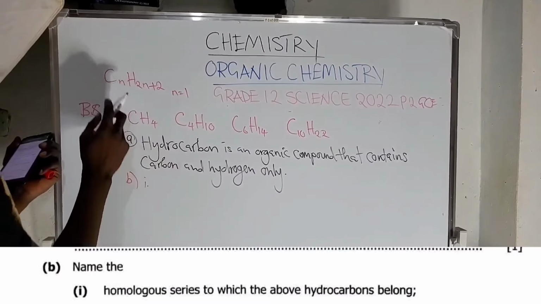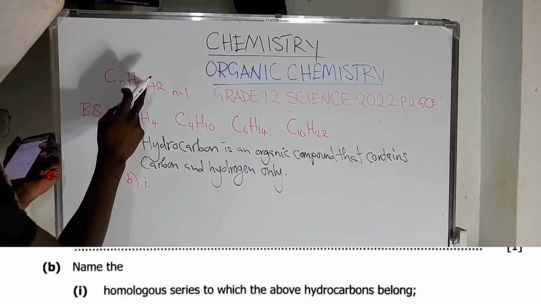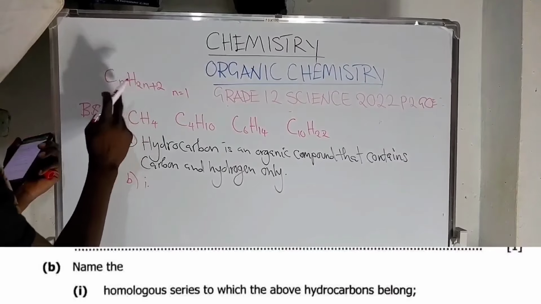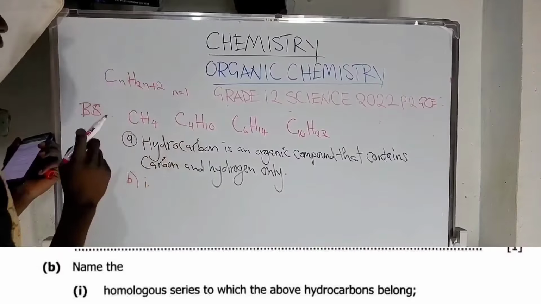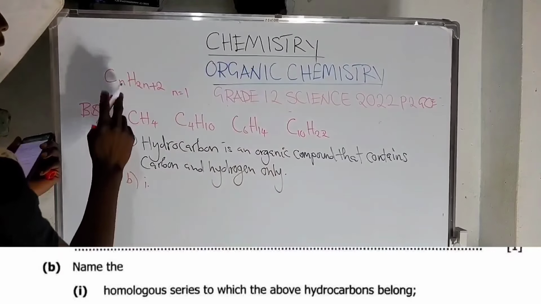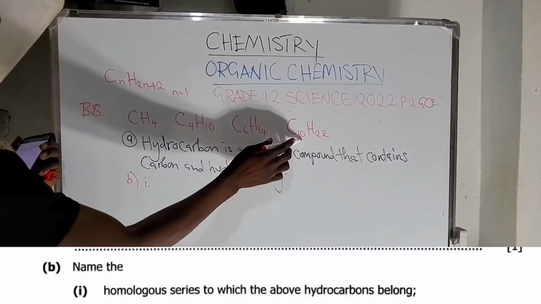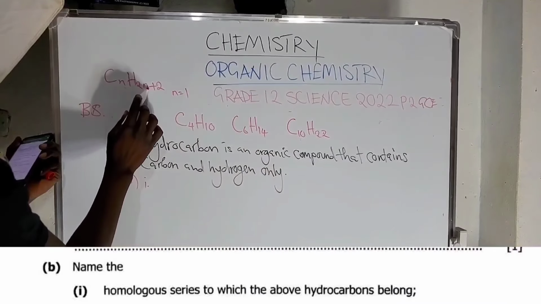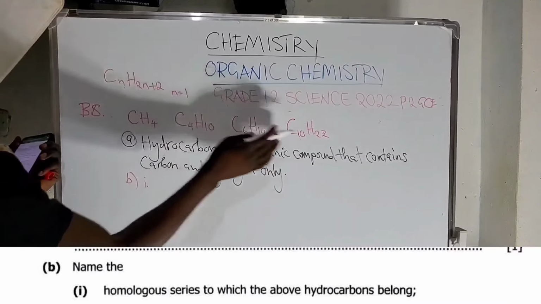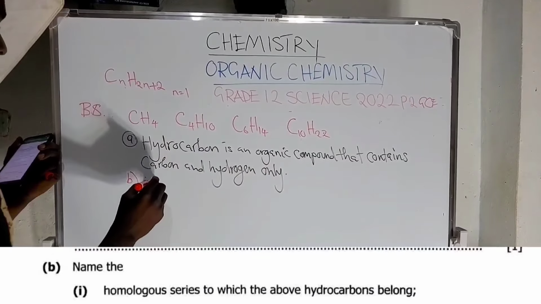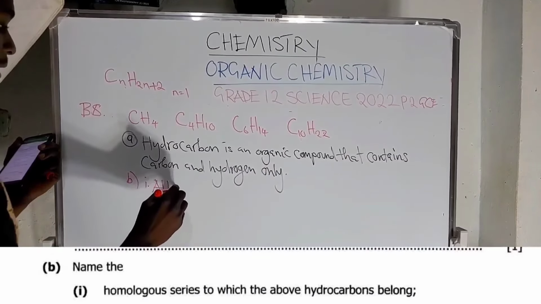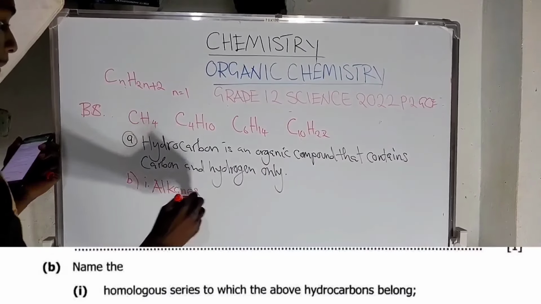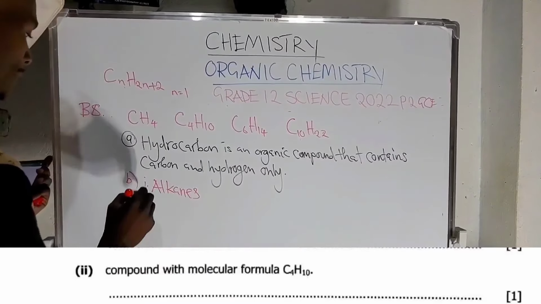Let's use 4. If you substitute 4, it will be 4 times 2, 8, plus 2, 10. C4H10 is working. Let's use this one. If we substitute n for the number of carbon atoms, 10, it will be C10, 2 times 10, 20, plus 2, 22. It is working. So these are alkanes. That's it.